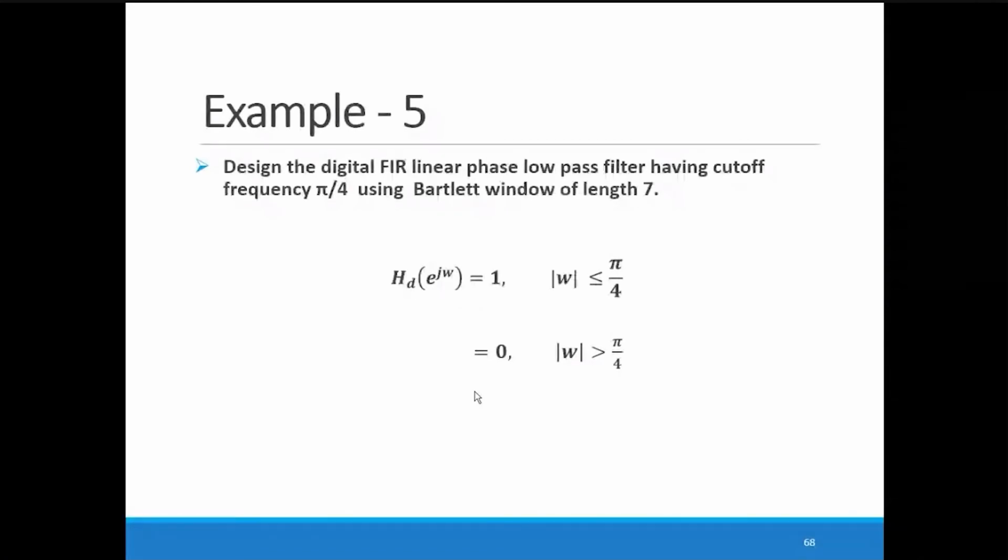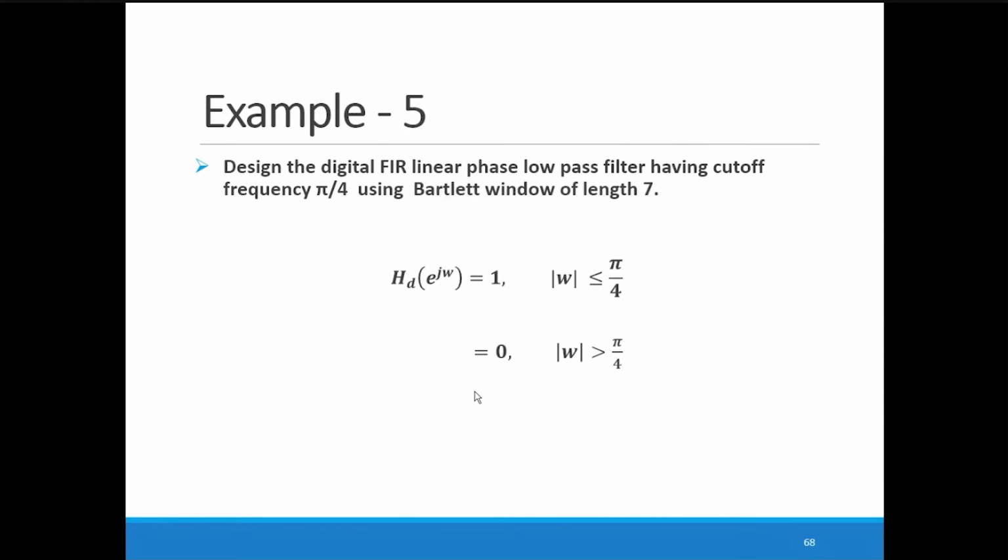Here, using the Bartlett window, you have to solve. Note down two more examples and try to solve them at your end. Second is Blackman window of length 11. Here the cutoff frequency is the same, pi by 4, the equation is the same, but instead of the Bartlett window you have to use the Blackman window, and the length is 11. In the previous example it was a Bartlett window of length 7. Here you have to take the Blackman window of length 11. And the last one is using Hanning window of length 11. So these are the three examples you try to solve at your end after this lecture.